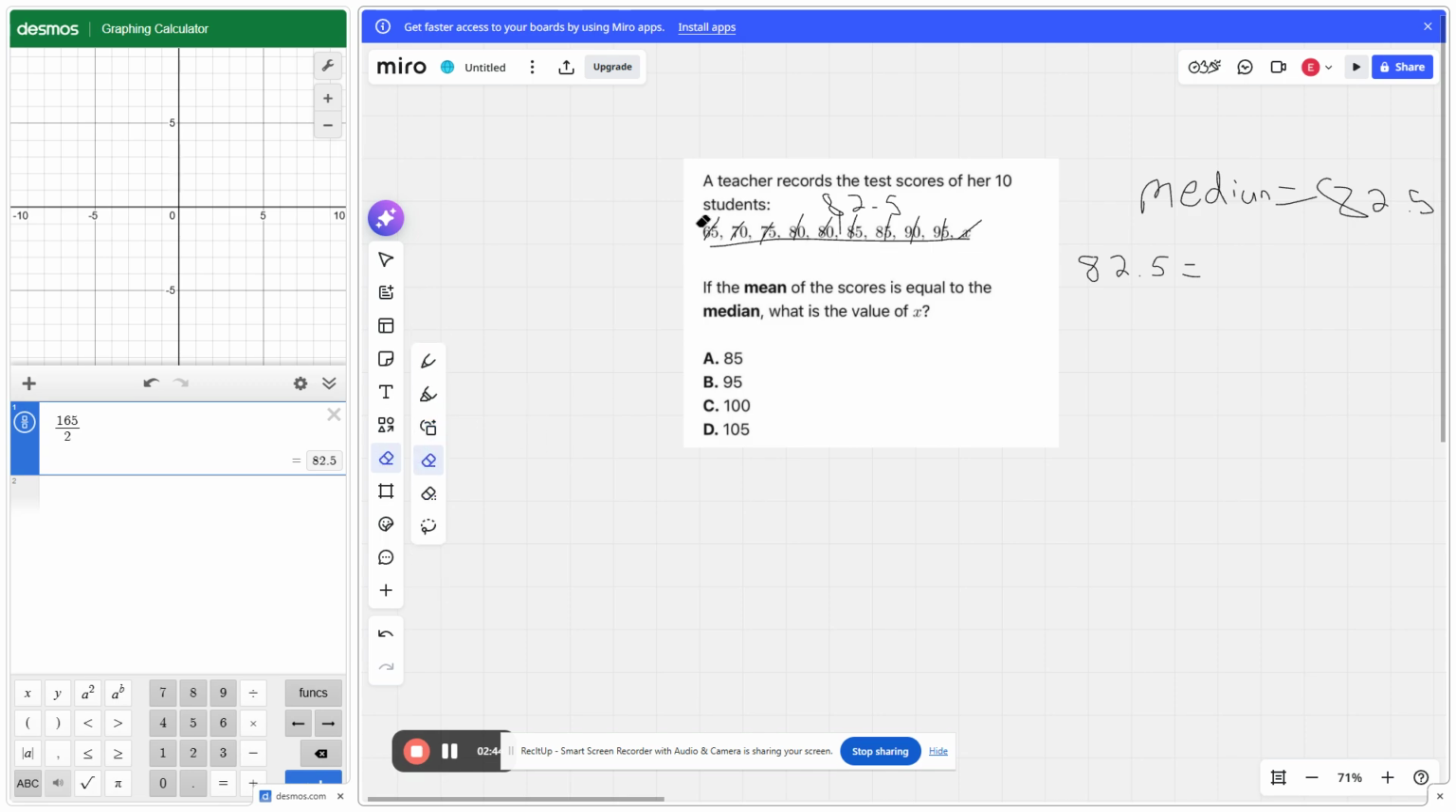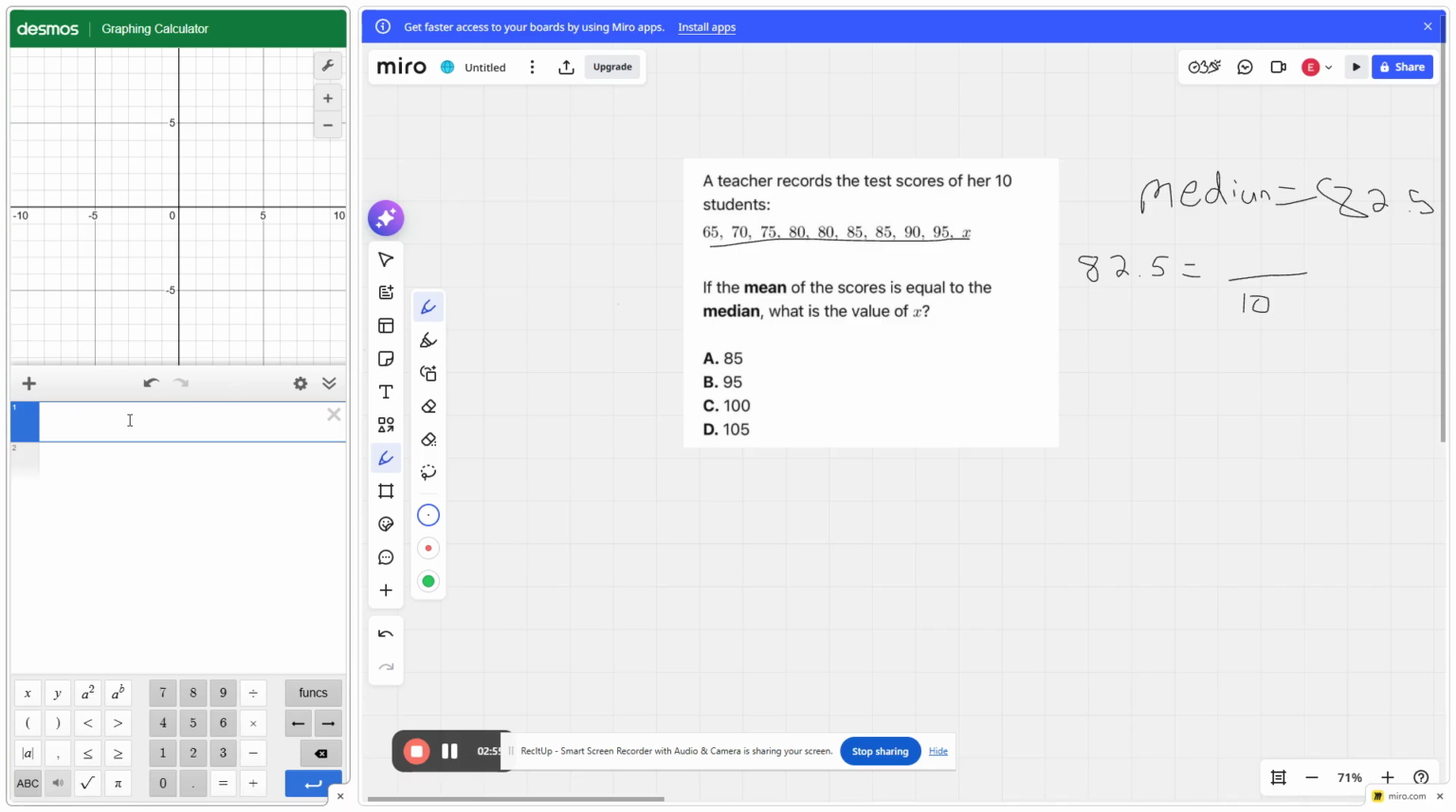Let's erase these crossed out numbers. All of these data points added up over 10. So over all of these. So from here we can just go into Desmos and essentially just add all of these numbers up. So let's just do that real quick. It's kind of tedious, but 80, 85, 85, 90, and 95, and we get a total of 725.